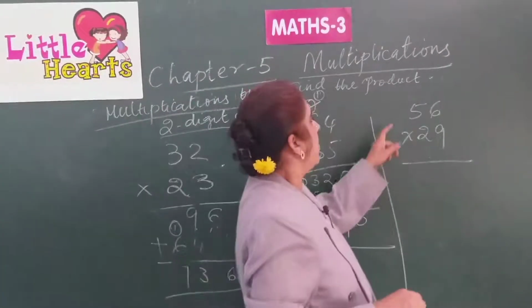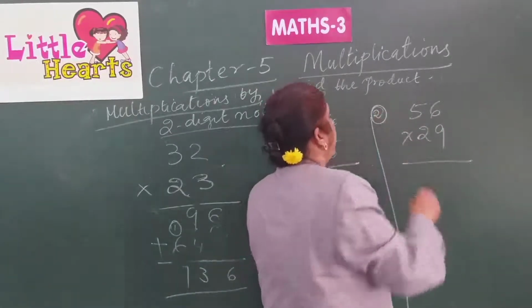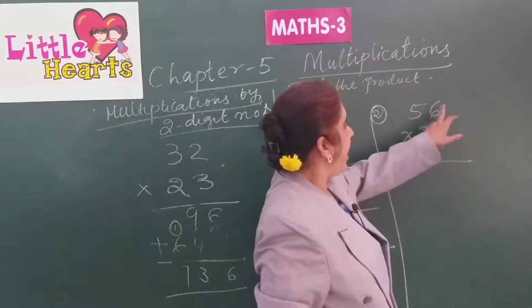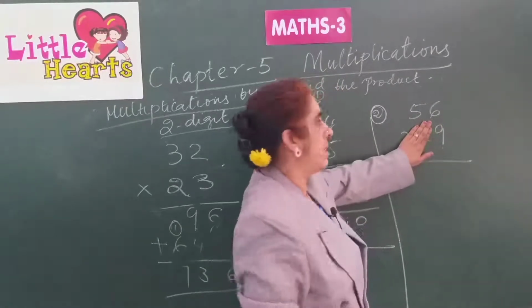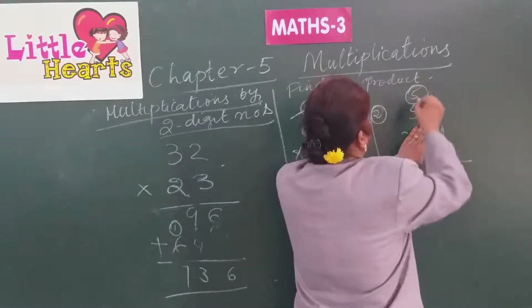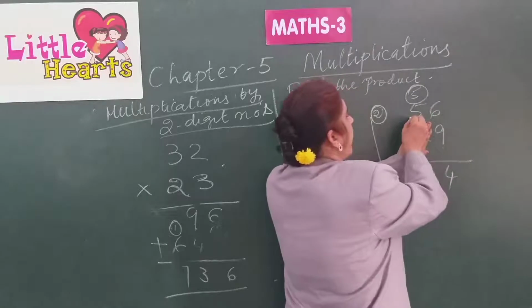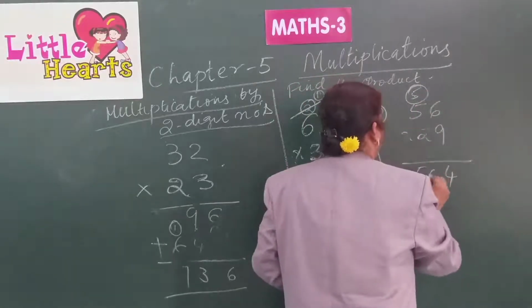And here 56 into 29. So start with 9 and 6, both ones place digits. Close this tens place digit. 9 6s are 54, carry 5. 9 5s are 45 plus 5, 50, 504.